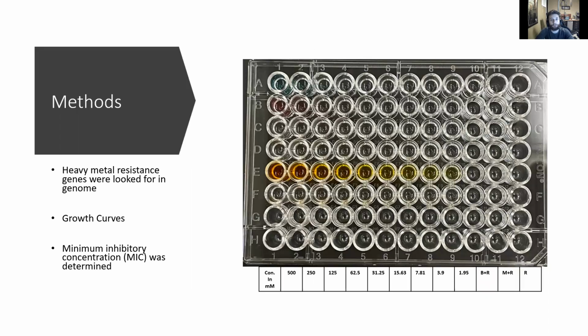Also, during annotation, certain genes were searched for that confer heavy metal resistance because of where the isolate was taken from. Where it was taken from has high levels of heavy metals. Growth curves were then done in the presence of these metals. And the metals that were used were aluminum, manganese, cobalt, copper, chromium, zinc, and copper.